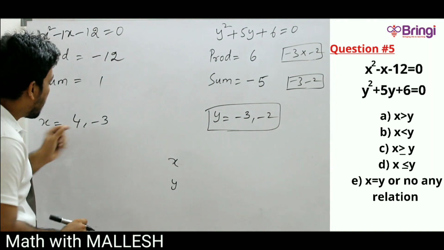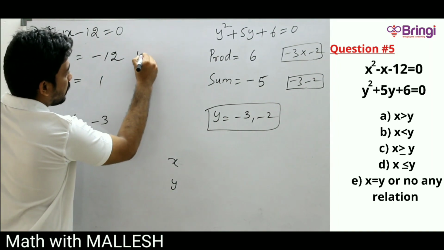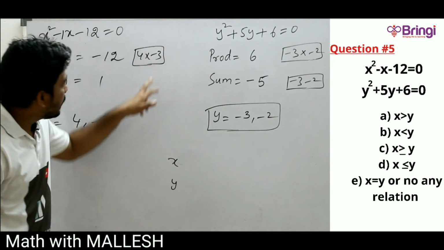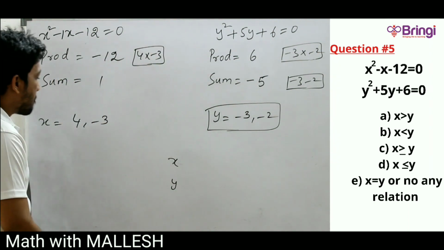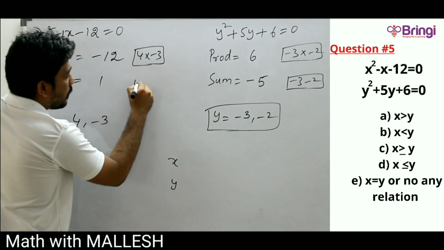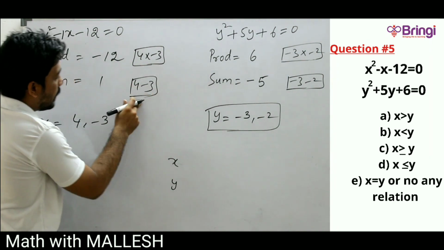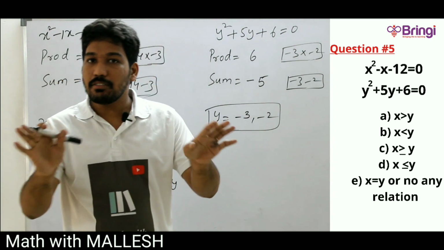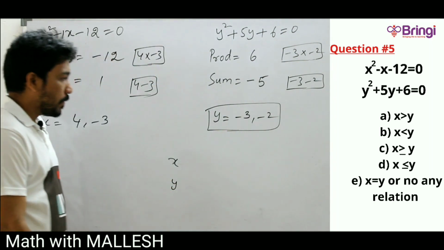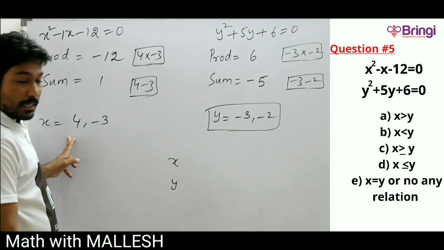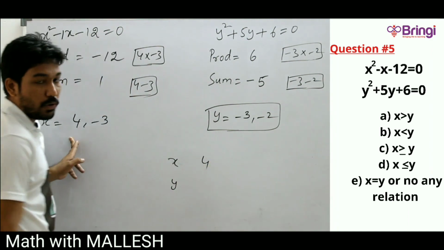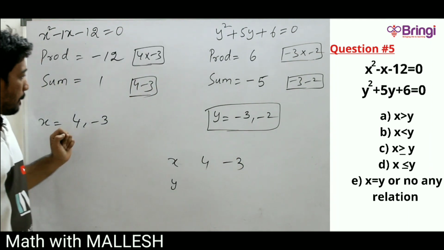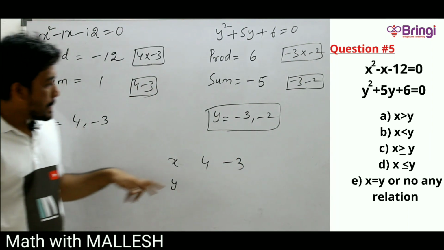We'll see, checking. 4 into minus 3. Definitely it is giving minus 12. Now coming to the sum. 4 minus 3. Definitely it is giving 1. So 80% work completed. Now ranking. What is X's big number? 4. Next number, minus 3. Correct or not?